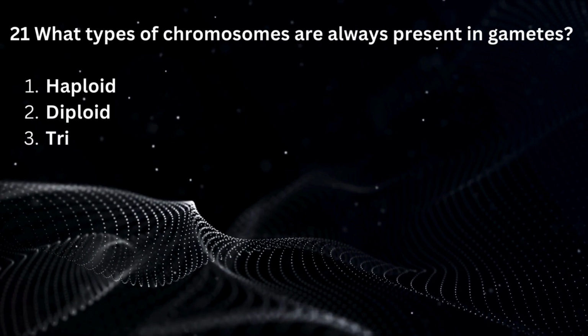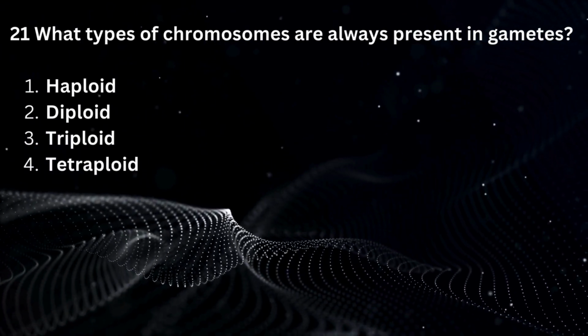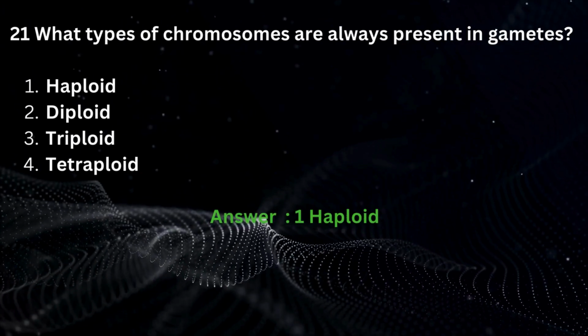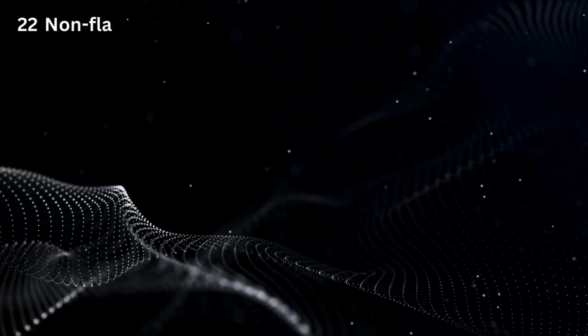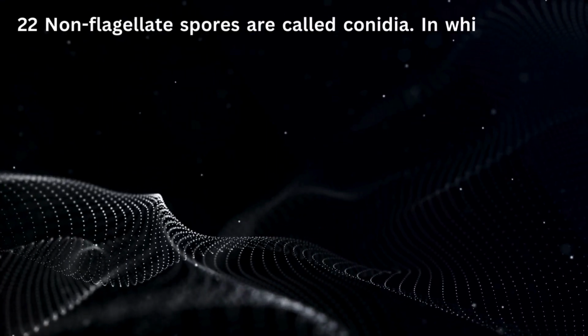Question number 21. What types of chromosomes are always present in gametes? 1. Haploid. 2. Diploid. 3. Triploid. 4. Tetraploid. The answer is 1. Haploid.